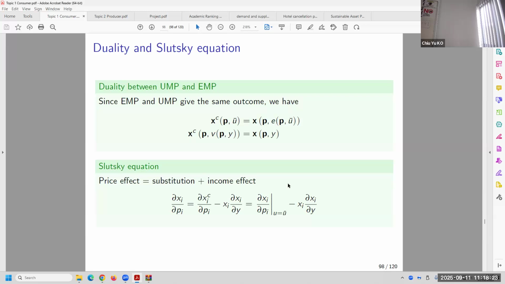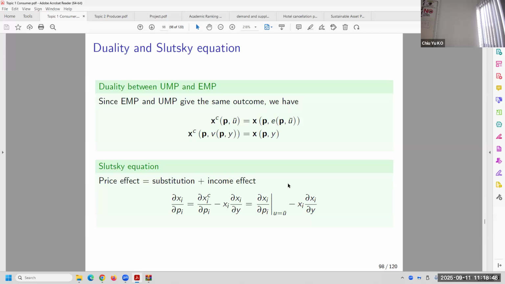Because the UMP and EMP are the same thing, that means if you write the Hicksian demand, it is the same as the Marshallian demand, but with the income replaced by the expenditure function. Okay, this is a statement. I don't prove it. It requires a one-page proof. But I think it's very intuitive.